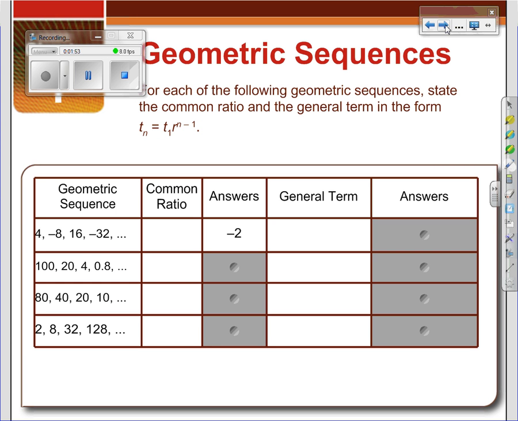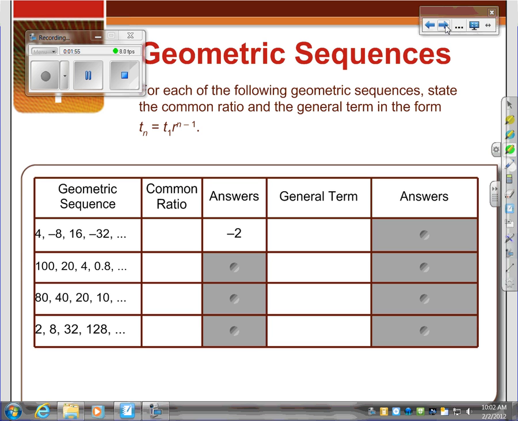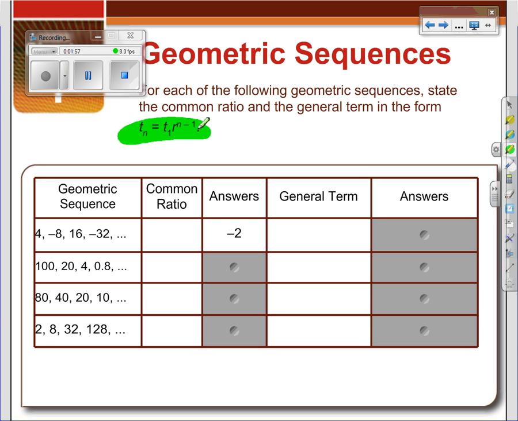So the formula that we're going to use is written right here. I would normally write it with an A instead of the T1, but it's the same difference. The first term times the common ratio to the power of n minus 1. You can see I've already revealed the answer for this geometric sequence, which would be -2. See if you can, again, pause the video. What is the common ratio for the next three?